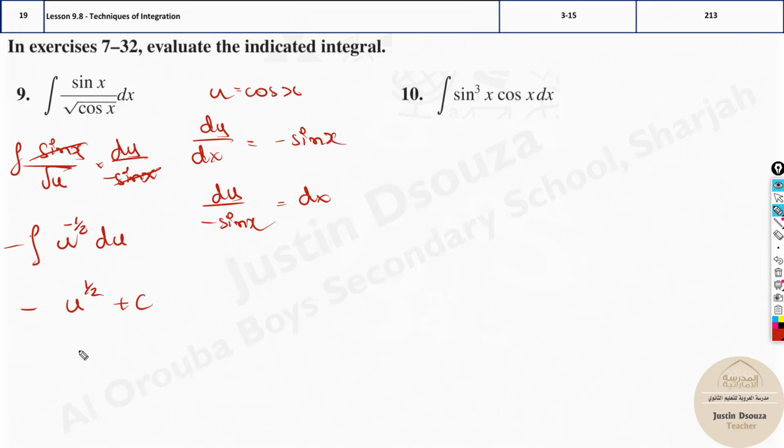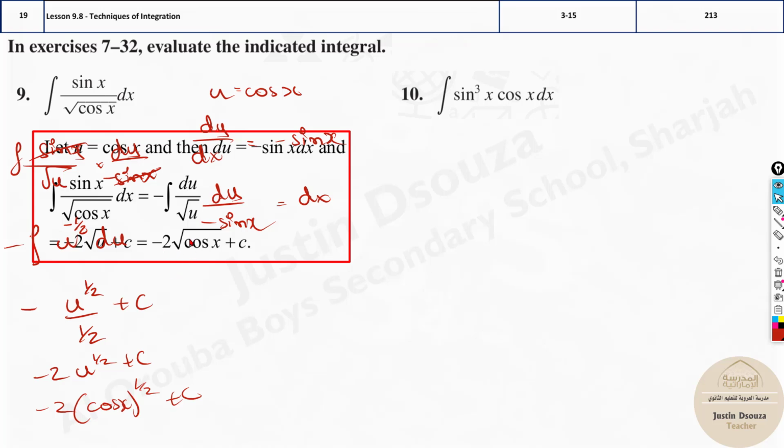I just realized that I forgot to write something. Power rule, this power is divided, right? So now when we bring this up, it's going to be negative 2 u to the power half plus c, or you can write it as minus 2 into cosine x to the power half plus c. This can be written also as square root, but I'll leave it over there. This much is more than enough. Over here they have written as square root, that's also fine. Or you can write power half, same.